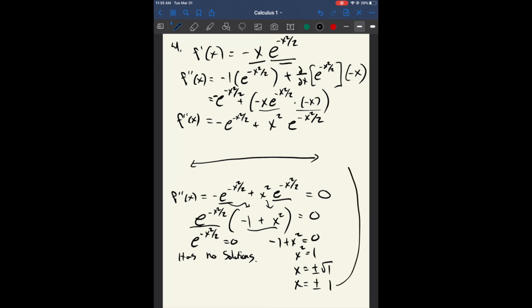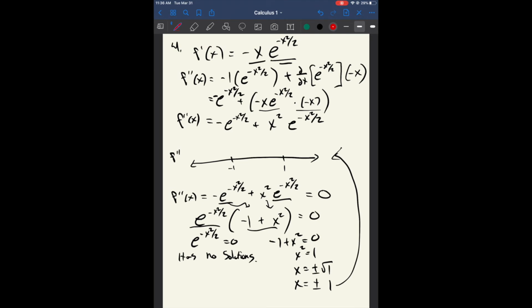Okay, so now that means on my number line up here, f double prime is equal to 0 when x equals plus or minus 1. So those are the points I'm going to label on here. And now I'm trying to figure out where f double prime is bigger than 0 and where it's less than 0. So I'm going to pick a couple of test points.